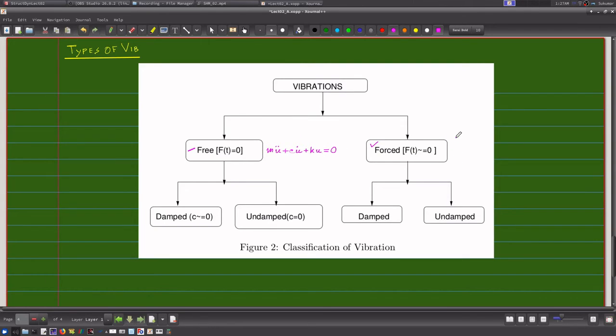And for forced vibration, we have already seen that the right hand side will be replaced by Ft. So I will have mu double dot plus cu dot plus ku equal to some dynamic load Ft.